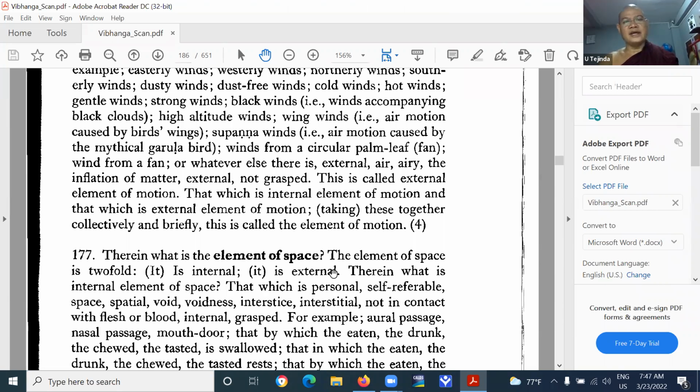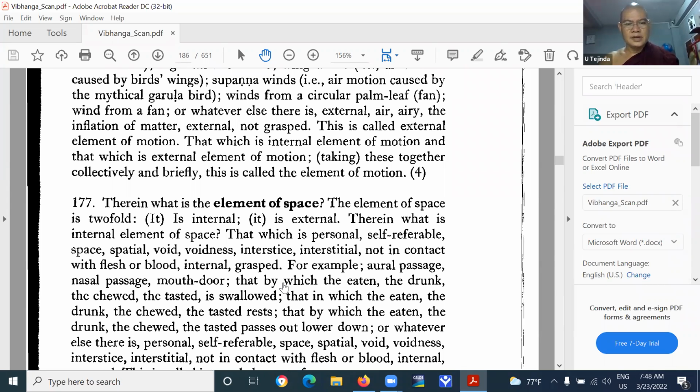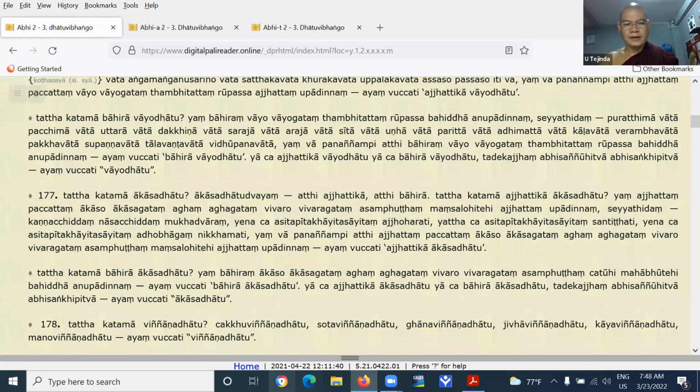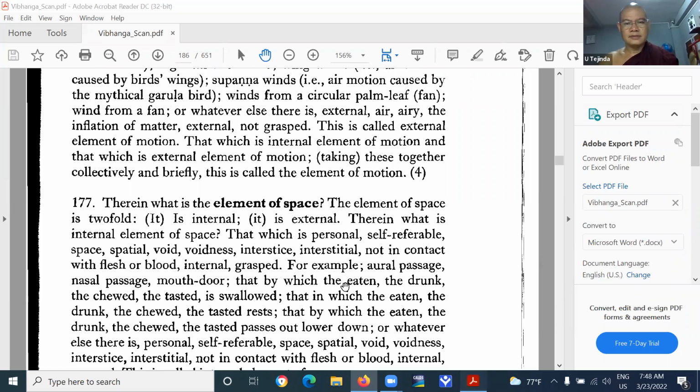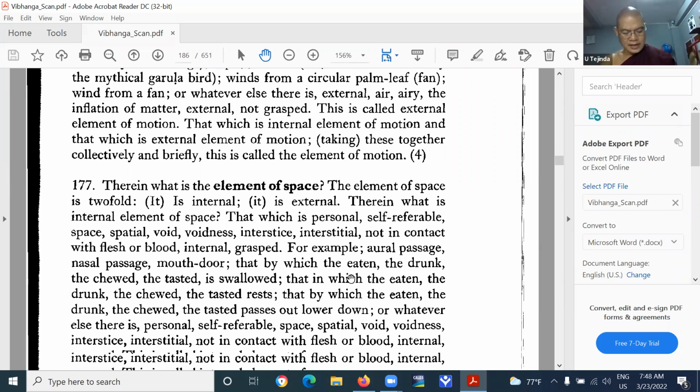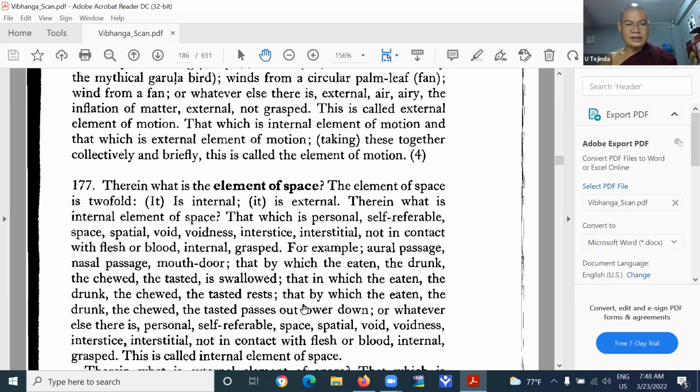Then what is the element of space? Akasa dhatu. Akasa dhatu dvaya, ajjhattika and bahira. The Pali is simple: ajjhattika and bahira. What is ajjhattika akasa dhatu? Yam ajjhattam paccattam akaso akasagatam. Akaso.